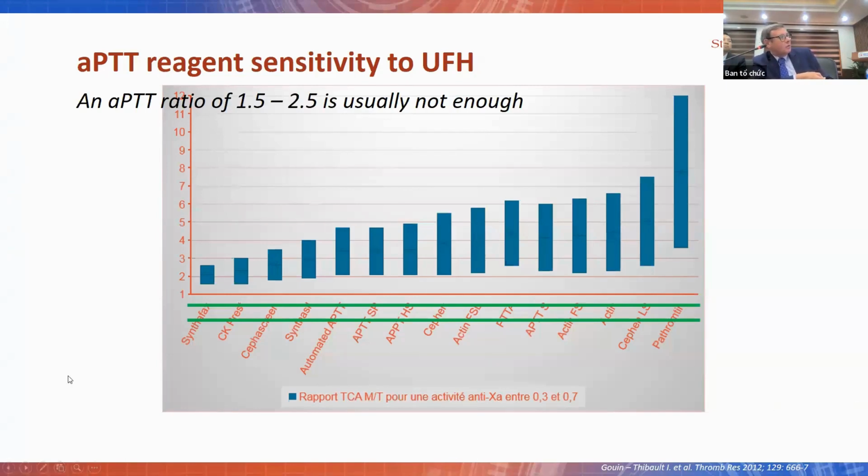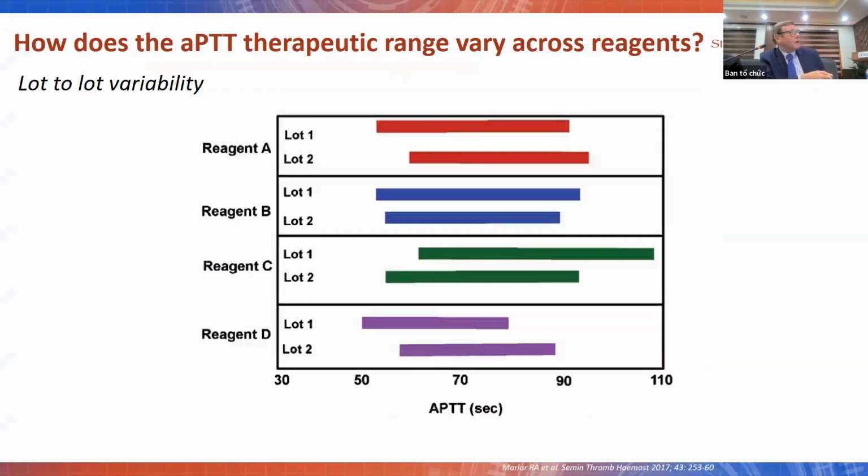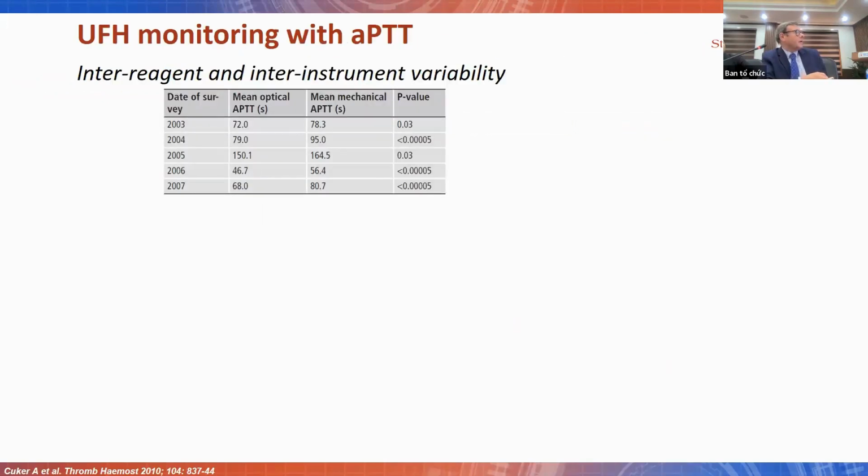is depicted here. You have on the x-axis various APTT reagents, and on the y-axis, the APTT ratio corresponding to an anti-10A activity between 0.3 and 0.7. And you can see dramatic variation of the sensitivity. And even if you look at different batches of the same reagent, there are also differences that have been depicted. And if you look also at the inter-reagent and inter-instrument variability, you can see also that there are differences.